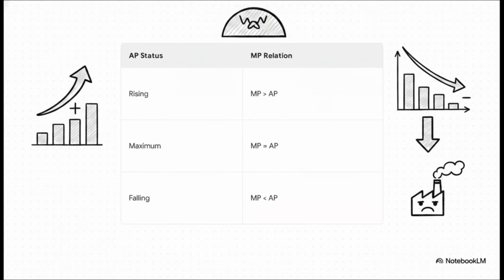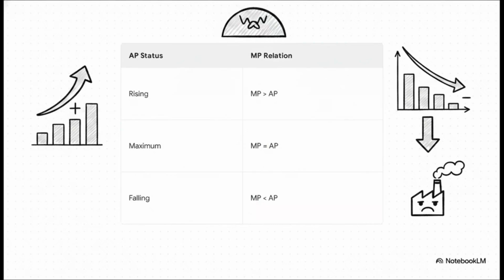First, when the average product is rising, it's because the marginal product is greater than the average. That new worker is pulling the average up. Second, when the average product reaches its absolute maximum peak, it's because the marginal product is exactly equal to it. And third, when the average product starts falling, it's because the marginal product is lower than the average, dragging the whole team's score down.